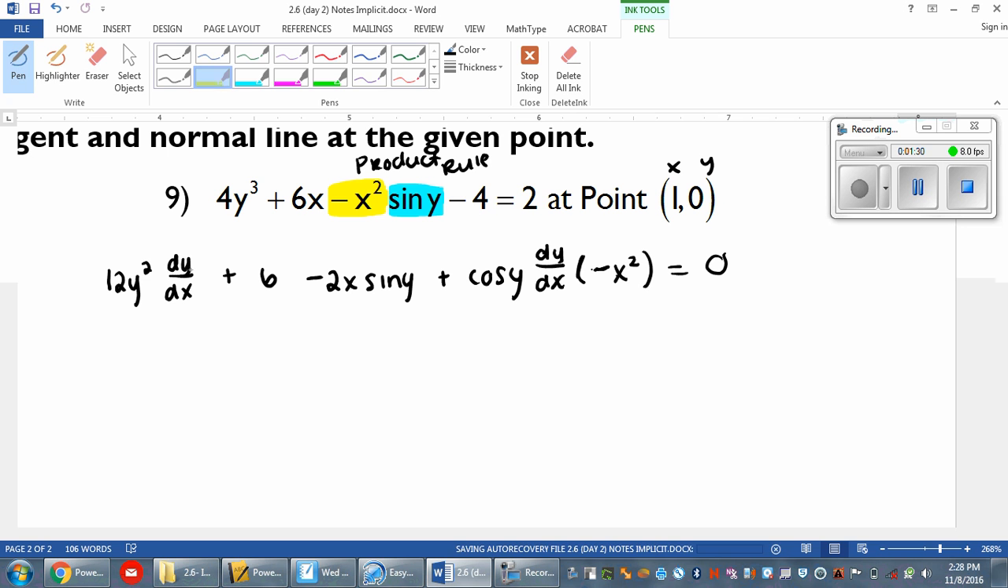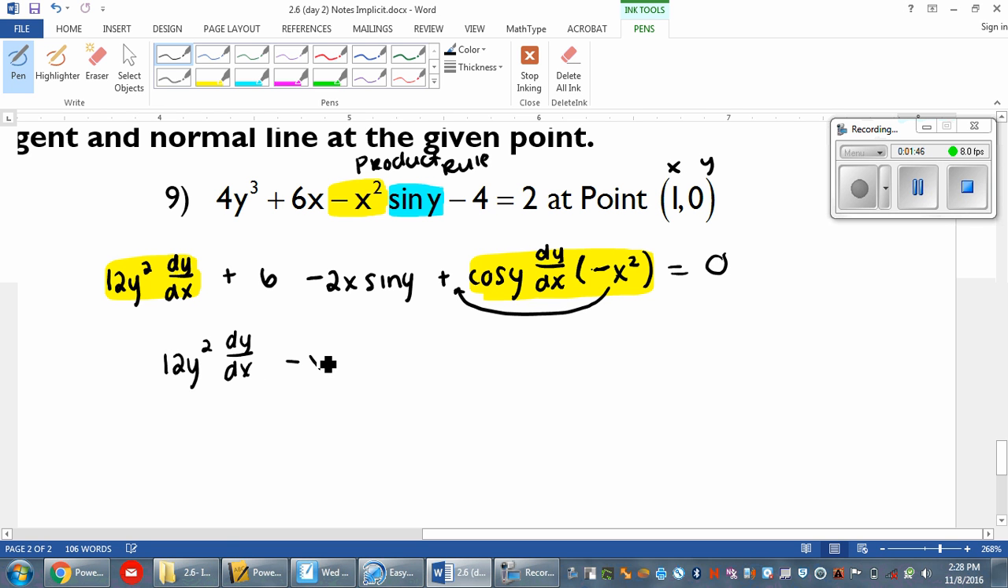So at this point, you're going to try to collect all the terms with dy over dx on the left and everything else on the right-hand side. So I have 12y squared dy over dx. And then here, I'm going to move this negative x squared out in front. So it's negative x squared cosine of y dy over dx. And then this 6 becomes negative because it's moving to the right side, and this negative 2x becomes positive 2x sine of y.